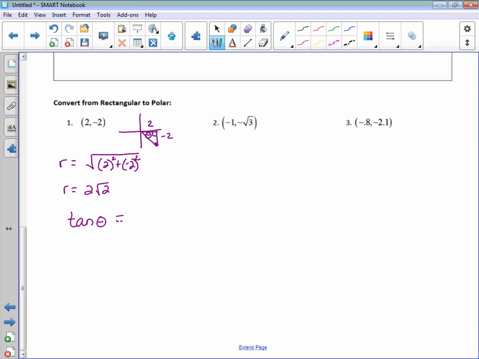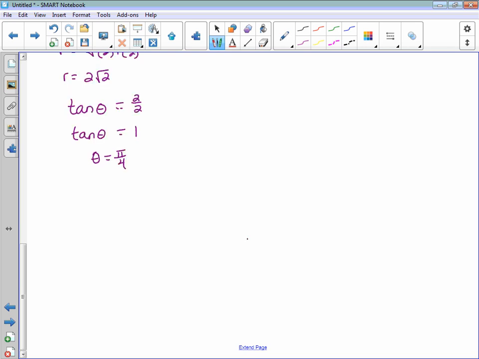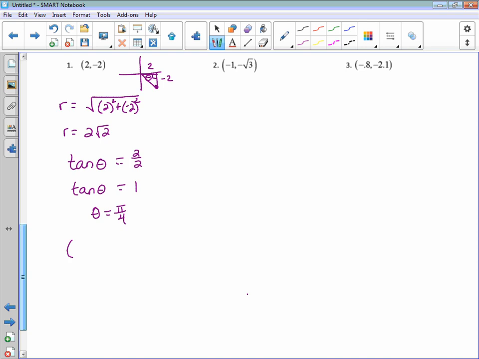So I'm going to do it as if it's just 2 over 2. So that's like 1, right? So when does tangent equal 1? Give me the reference angle in the first quadrant. Pi over 4, right? Okay. Is pi over 4 the angle I want? No, I want to start here and go all the way to there. So what is it going to be? 7 pi over 4. So your polar coordinate is 2 root 2, comma, 7 pi over 4.